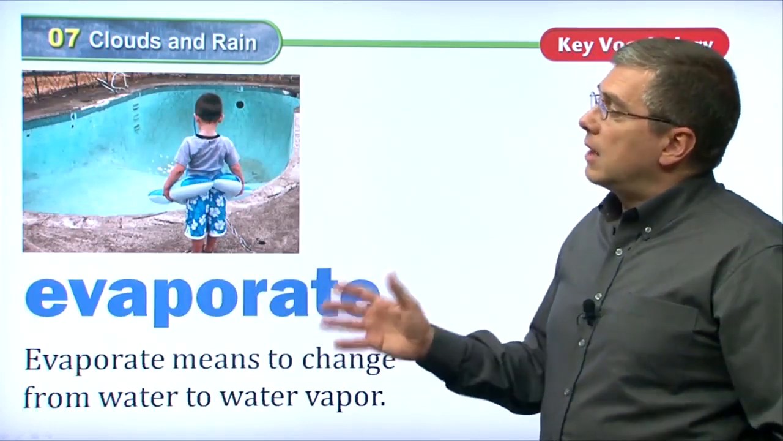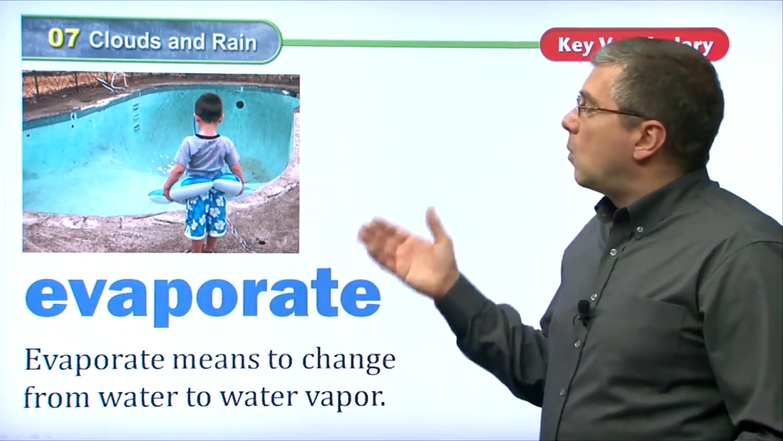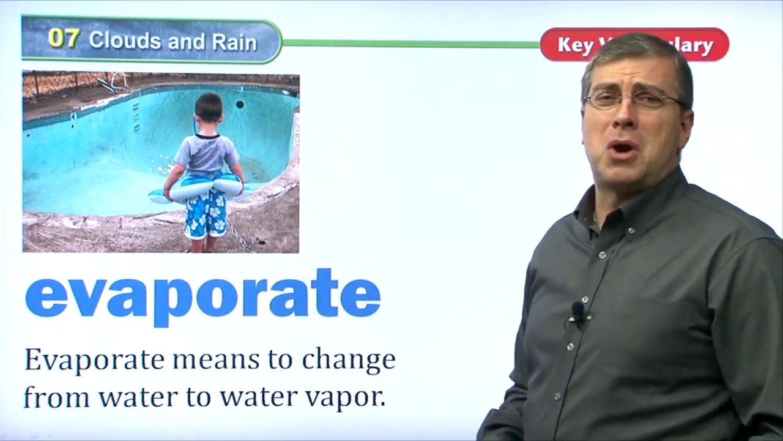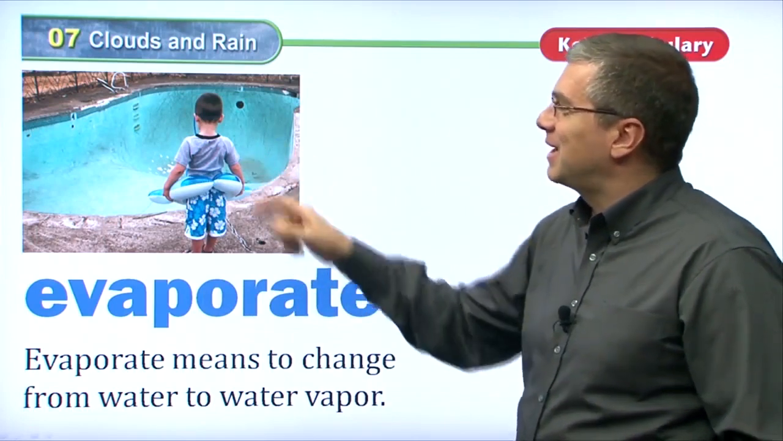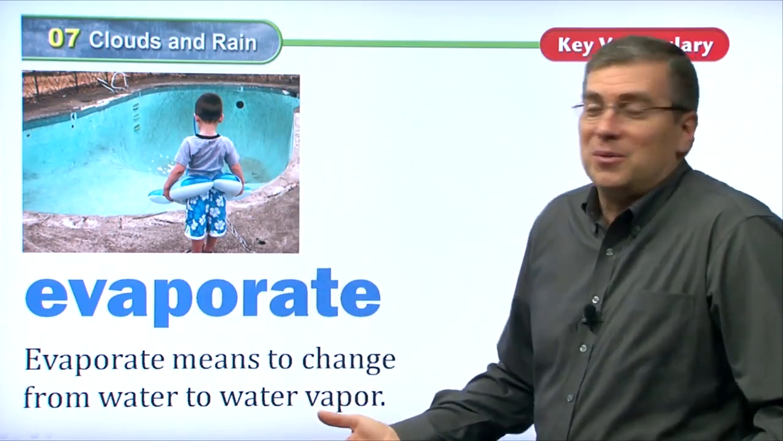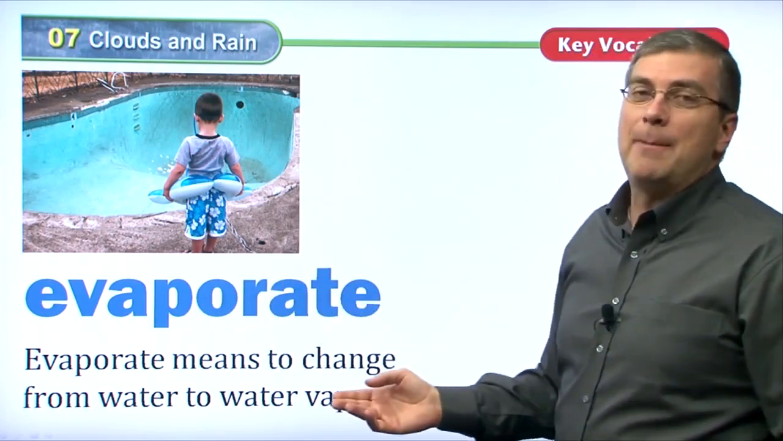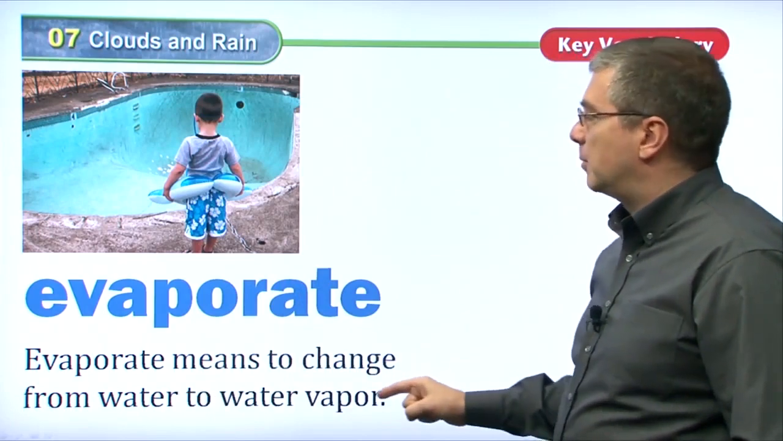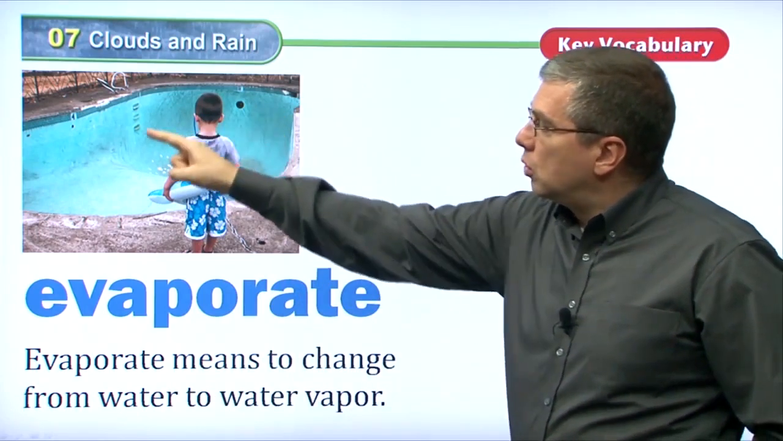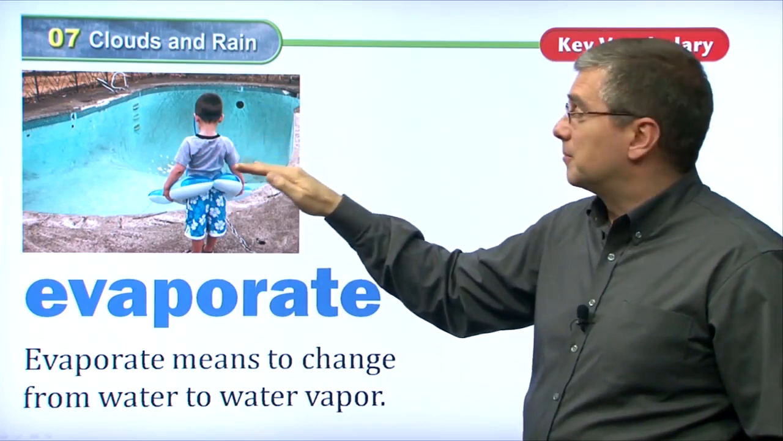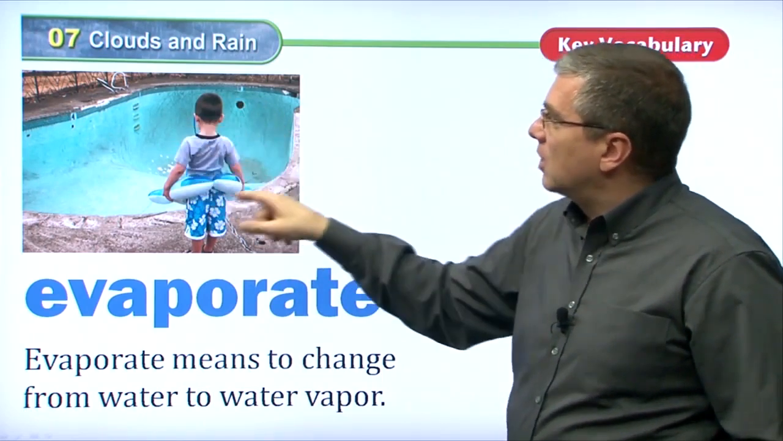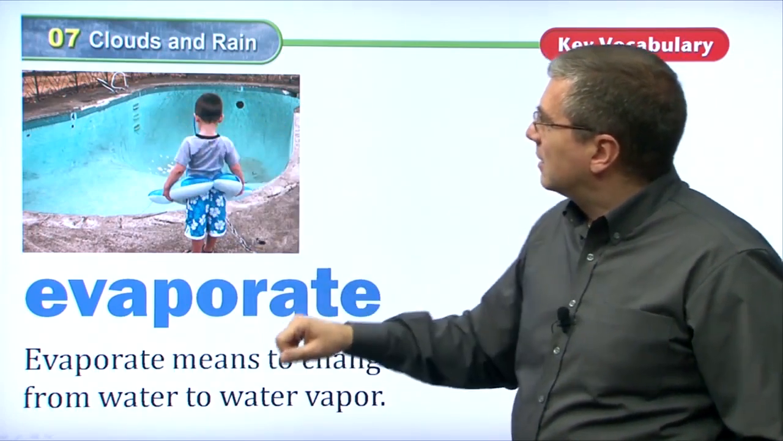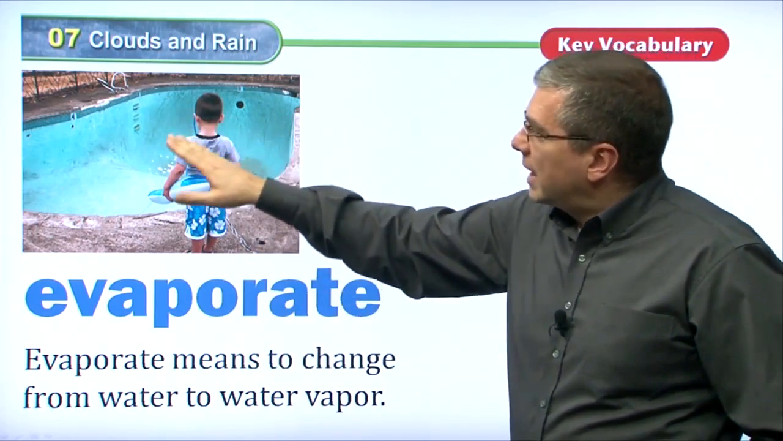Now, how do clouds form in the sky? Well, water has to evaporate. Poor kid, where did all the water go, right? He wants to go swimming, but all the water's gone. Where did it go? It evaporated. Evaporate means to change from water to water vapor. So imagine this pool used to be filled with water, but over time, looks like it's been there for a long time. I wouldn't go swimming here anyway because it's very old and broken. But anyway, the water has evaporated.